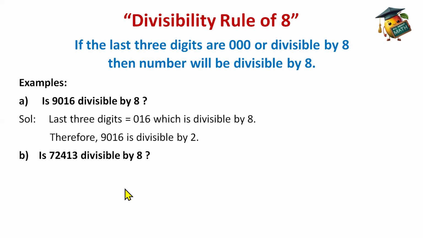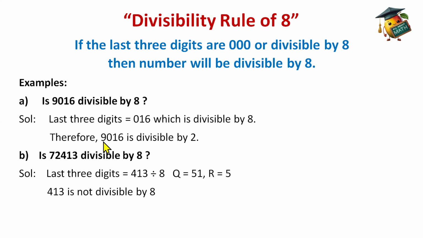So first write down the last three digits, that is 413. Now divide it by 8. You'll get the quotient 51, but you have remainder 5 here. It's not 0. It means this number is not divisible by 8. If your remainder is 0, then only the number will be divisible by 8. So you just need to divide the last three digits here, not more than that.